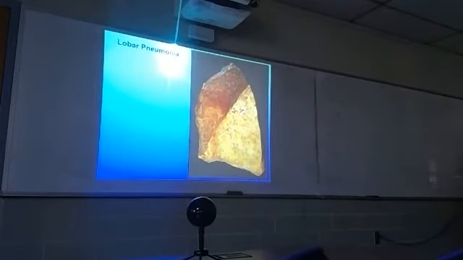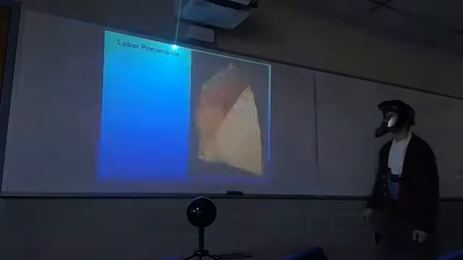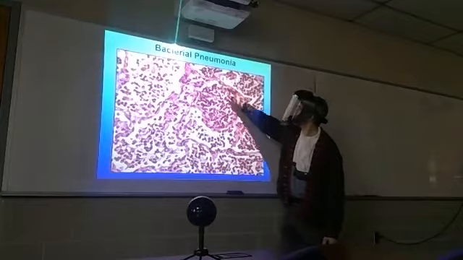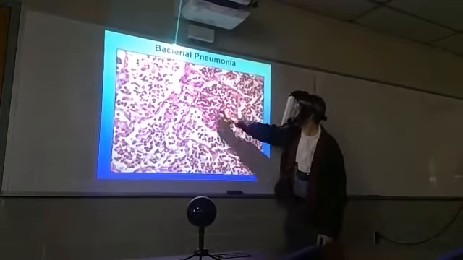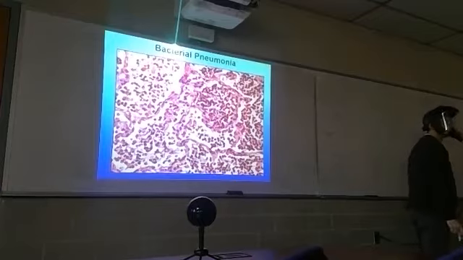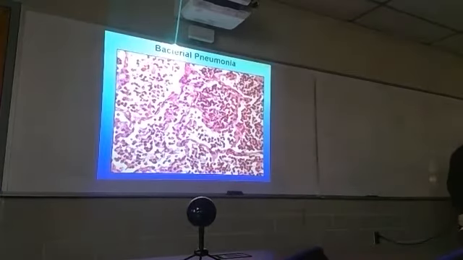This is a good example of a lobar pneumonia. Now, if you take a section through this part of the lung, you know what you're going to see. You're going to see airspace disease. All of the alveoli here filled with pus. And that's going to present with solid consolidation on the radiogram. So that's an example of what a lobar pneumonia looks like.